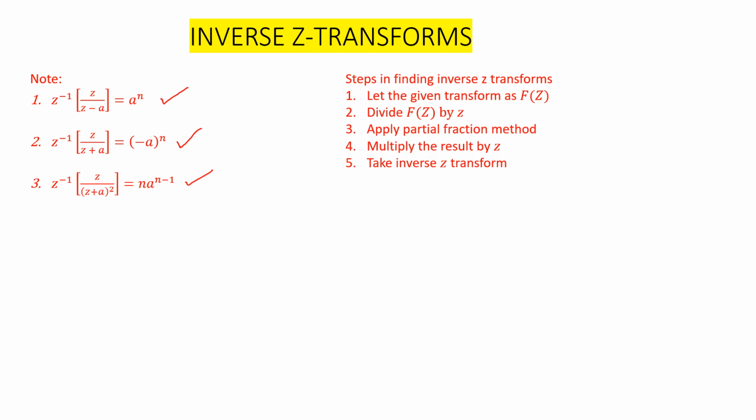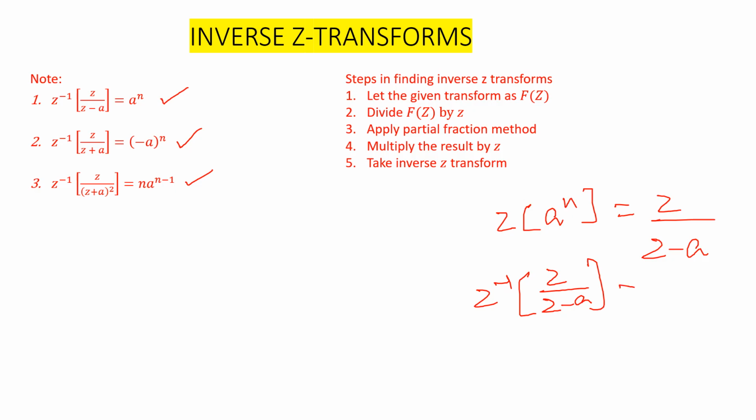So Z inverse of Z by Z minus A is equal to A power n. Because we know that Z transform of A power n is equal to Z by Z minus A. So if I want to calculate Z inverse, then we have Z inverse of Z by Z minus A is equal to A to the power n.